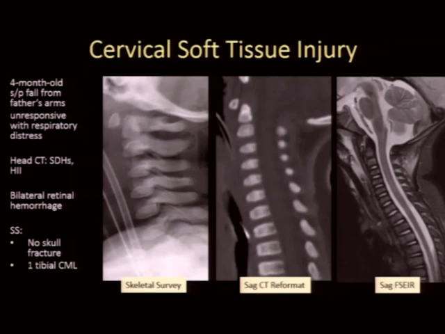And then the sagittal MRI examination that was obtained because there was intracranial injury showed this posterior layering subdural collection within the posterior fossa, as well as evidence for soft tissue injury of the deep cervical soft tissues and anteriorly at the craniocervical junction.